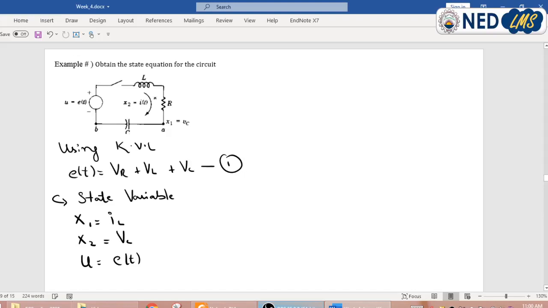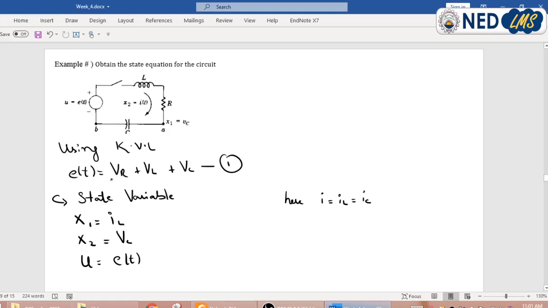From this figure, we can see that this is a series RLC circuit. Here the current through the inductor and the capacitor will remain the same, so I can write I is equal to IL is equal to IC. These are the two state variables here, and we want to evaluate x1 dash and x2 dash. x1 dash means the derivative of IL, and x2 dash the derivative of VC.